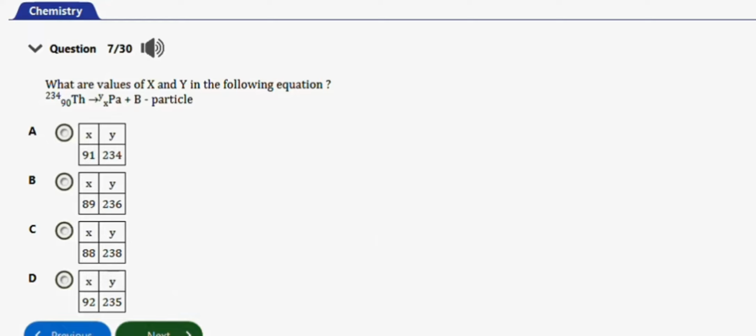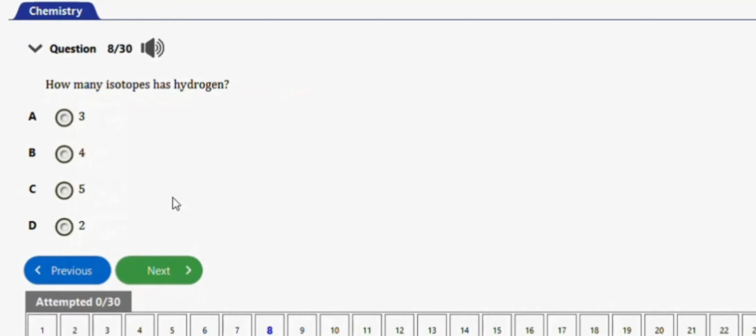The next question is this one. It says, how many isotopes has hydrogen? So hydrogen has 3 isotopes, guys. Take note of this question. Option A, the right answer.